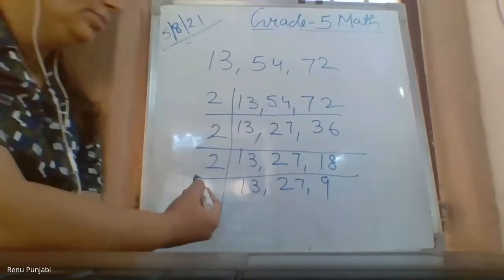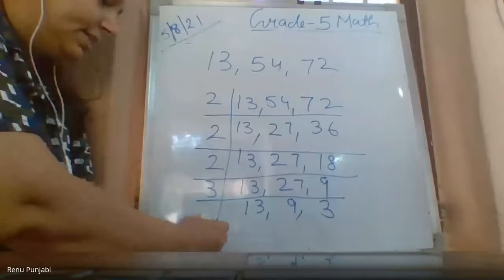Then what will we do? 13, 27, 9. Then what will we do? Now it is 3. 13, 9, 3. 13, 3 and 1. Then what will we do next? 13, 3, 1, then 1 and 13. Write 1, 1, 1. Then 13, 3, and 1. 1, 1. Then 13, 1, 1, 1.